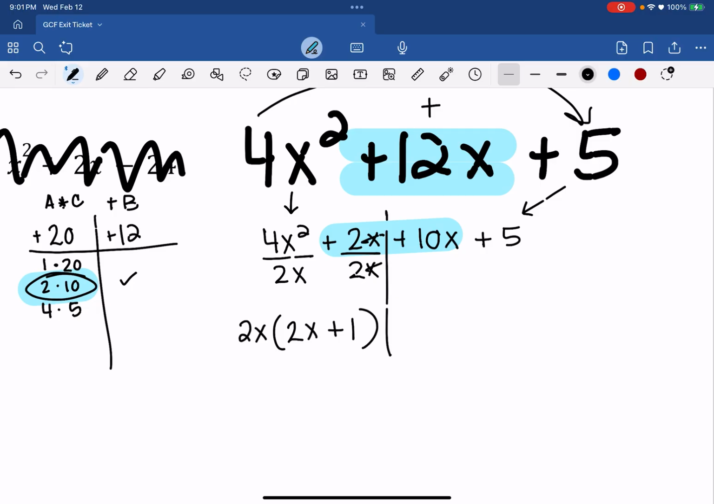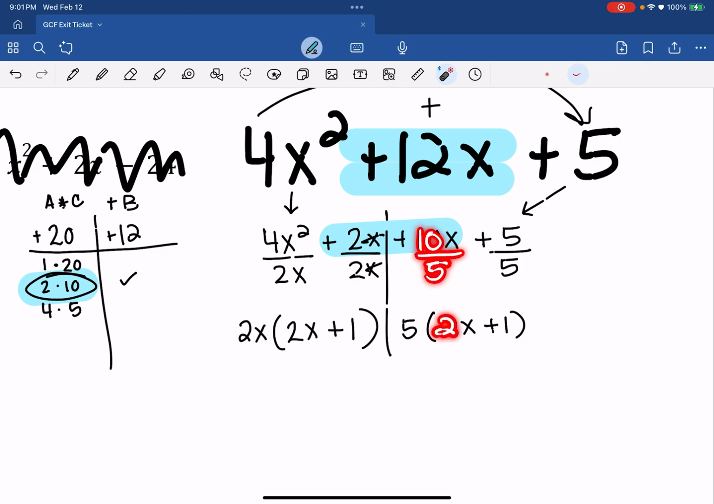So then I go to the next side, the other side. I'm going to figure out the greatest common factor between 10x and 5. So it's just 5. I can't take away an x because 5 doesn't have an x. So I have a 5, and then I have 2x plus 1. The reason I got 2x plus 1 is because when you divide 10 and 5, you get 2, and the x stays. Then 5 divided by 5 is 1.